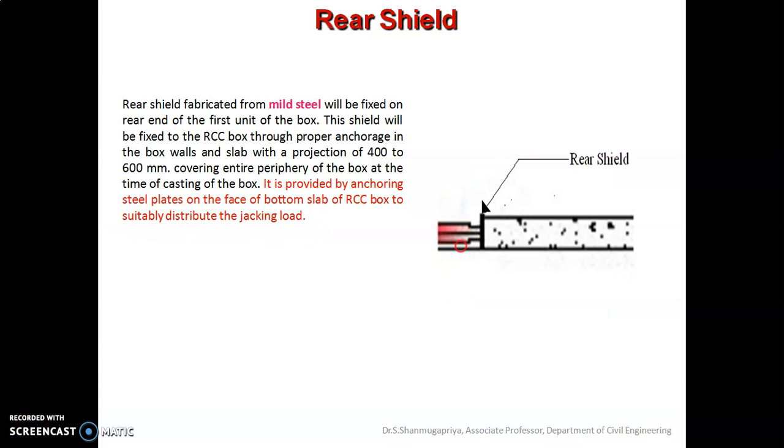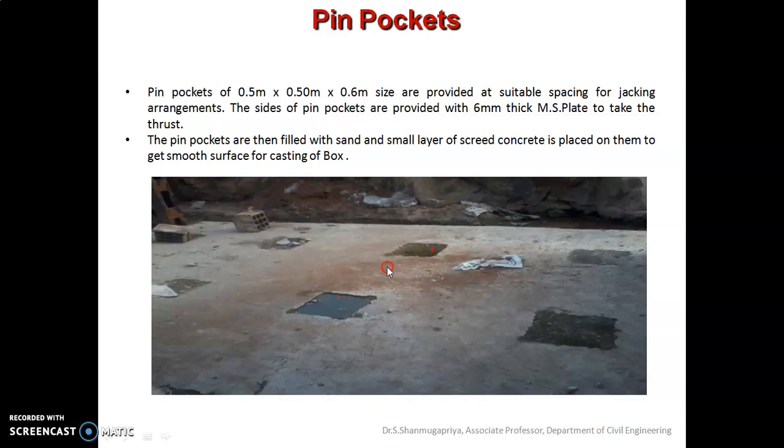Here you can see the pin pockets. As I told you previously, pin pockets will be there at suitable locations on the truss bed. The size of the pin pockets is 0.5 by 0.5 by 0.6 meters, and they are provided at suitable spacing for the jacking arrangement. The sides of the pin pockets are provided with 6 mm thick mild steel plates to take up the thrust. The pin pockets are then filled with sand and a small layer of screed concrete in order to get a smooth surface.